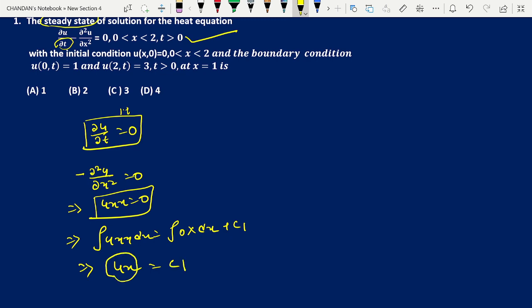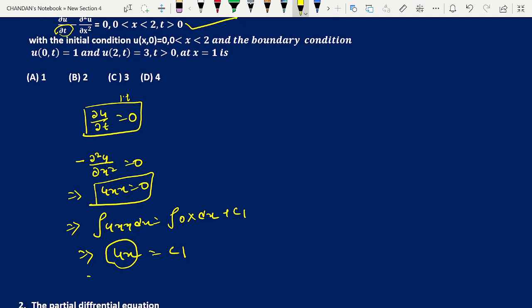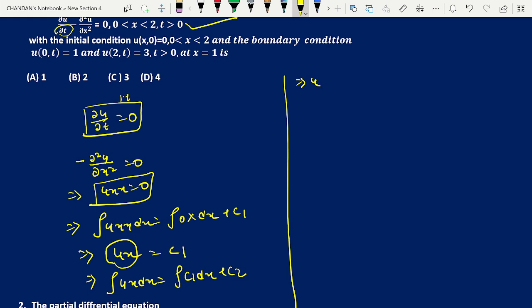Here again there is a derivative, so again we integrate. Then the integral of u_x dx is the integral of c1 dx plus c2, where c2 is another constant. So here we got u(x,t) = c1x + c2.